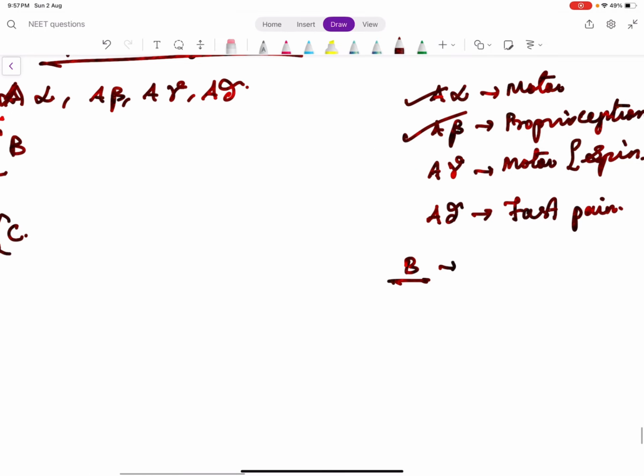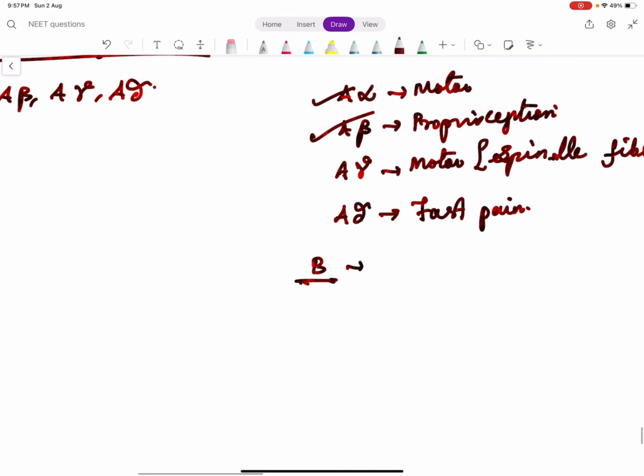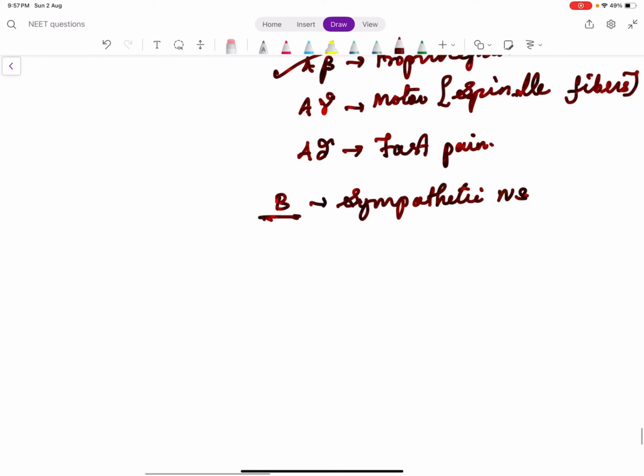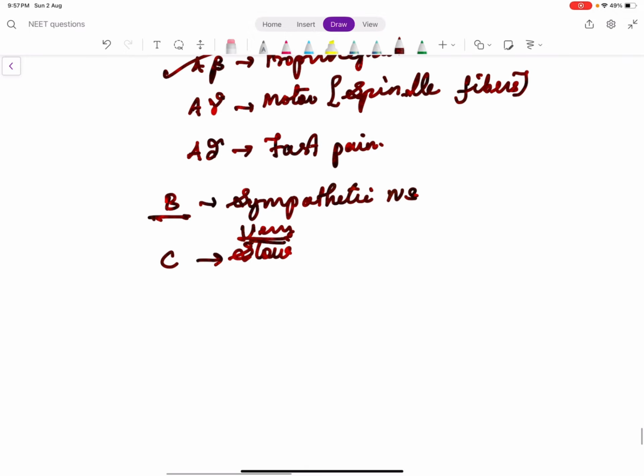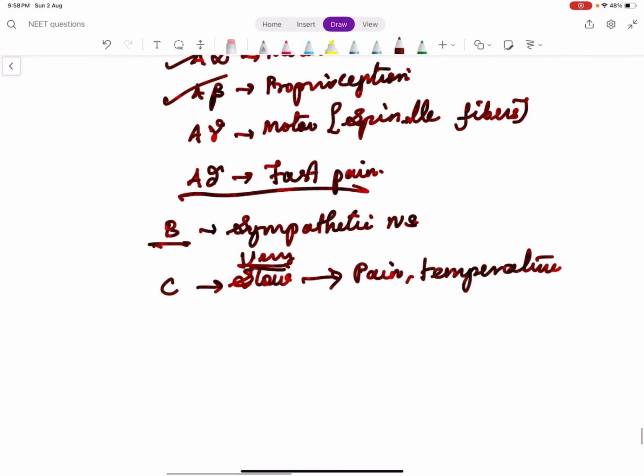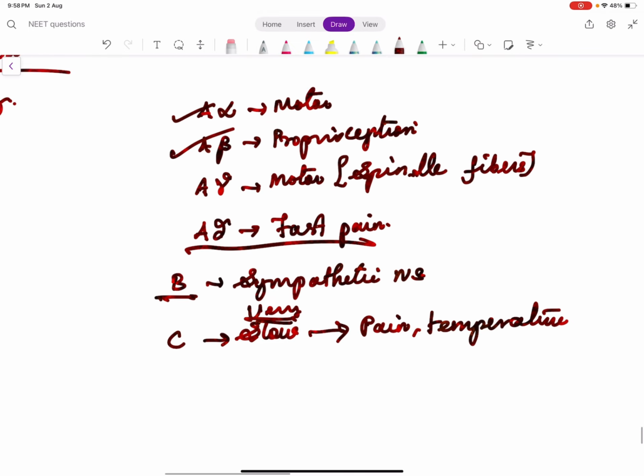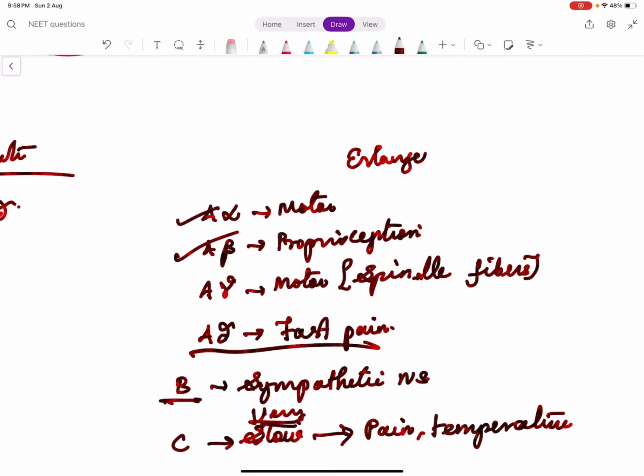B fibers are thinly myelinated. They help in other functions. So usually this comes in the sympathetic nervous system. Autonomic nervous system will be thinly myelinated. C fibers are non-myelinated. So non-myelinated means very slow conduction. This is also helpful in pain and temperature. Pain comes in two places. There is fast pain mediated by A delta. There is slow pain mediated by the C fibers. So this is the Erlanger-Gasser classification of nerve fibers.